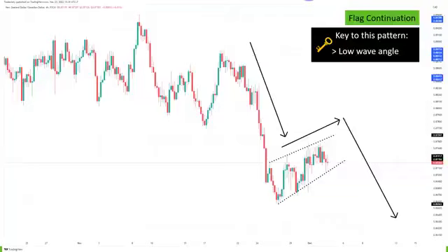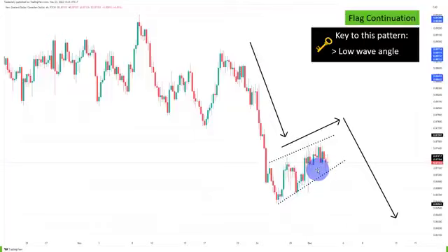Next is one of the most important continuation patterns that you can learn, and it is called a flag. And it is a continuation, as I just said, so it happens in a trending context. So ideally, you look for a very strong first impulsive trending phase. Here you can see the market sold off very strongly, very quickly. And then here, this is the flag, the consolidation.